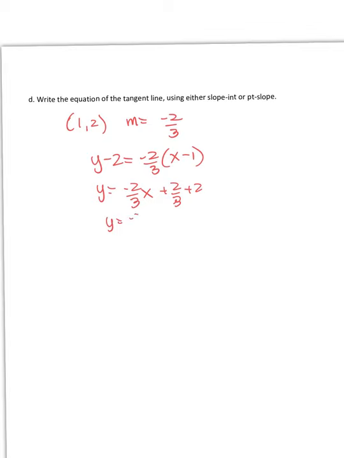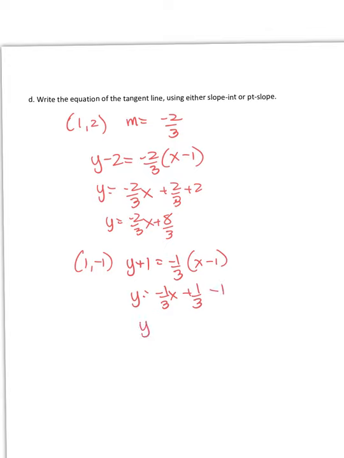So we get y is equal to negative 2/3 x plus 8/3. And for the other point, 1, negative 1, we're going to plug all this in. What was its slope? Negative 1/3, or was it positive? So we have y plus 1 is equal to negative 1/3 times x minus 1. We would get negative 1/3 x plus 1/3. We're subtracting the 1 from the other side. So negative 1/3 x, let's see, what do we get? Negative 2/3. That's it. See you next time.